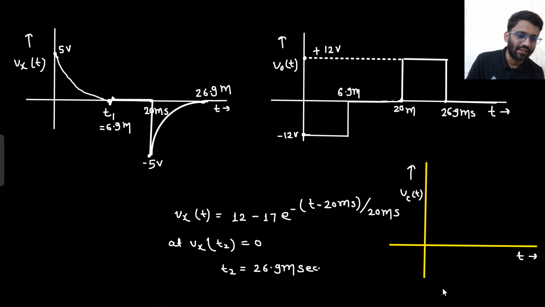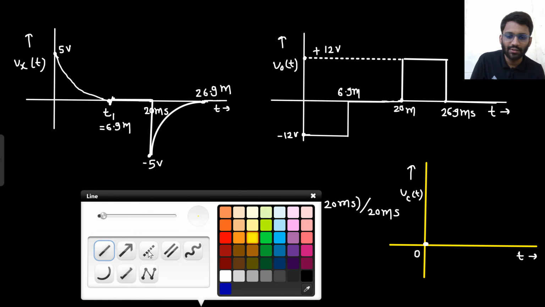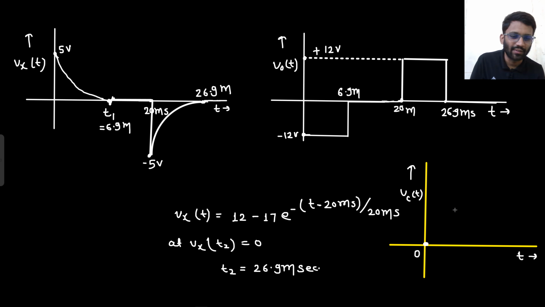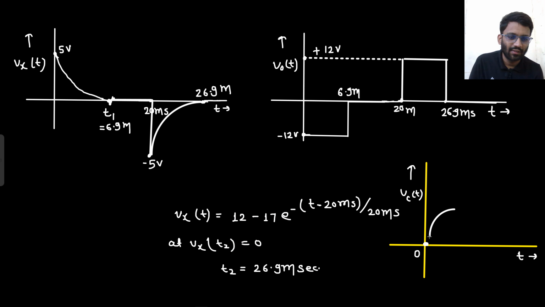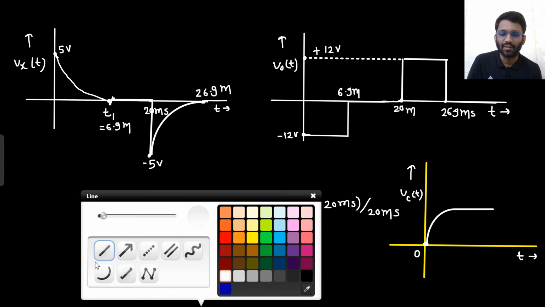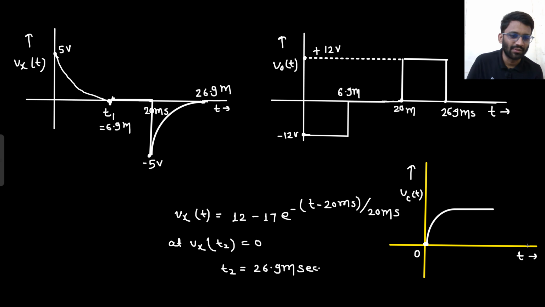What happened with Vc(t)? Initially it was at 0 volt, then your Vx node was going down. That means your Vc(t) node was going up. So it charged to 5 volt. How much time did it take to charge to 5 volt? 6.9 millisecond. Then it remained there. Then it discharges to 0 volt again. Vc(t) discharges to 0 volt again.